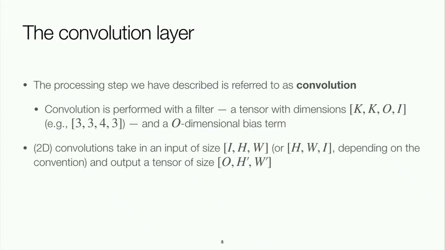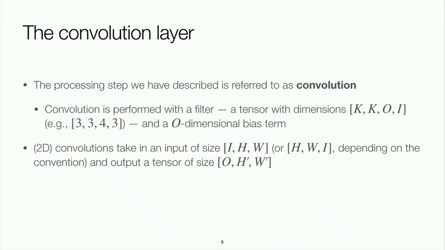So 2D convolutions take in an input that's a tensor of size I, H, and W. I is the number of input channels. For an image, that's usually 1 or 3, grayscale or color. And then also some height of the image in pixels and some width of the image in pixels. Or we can swap these around, transpose these, and get H, W, I depending on the convention that we're working with. That's not super important. I just wanted you to know that different people do it in different ways.